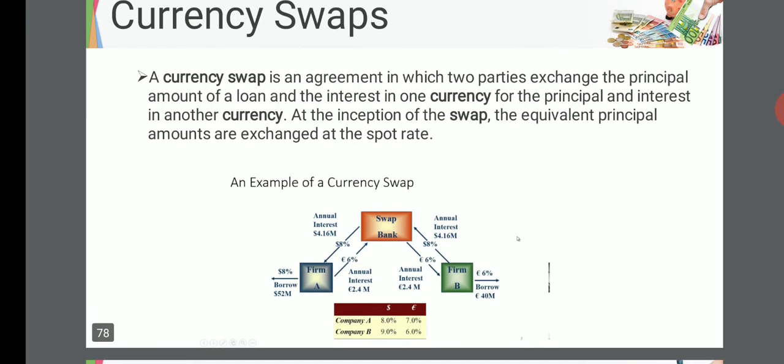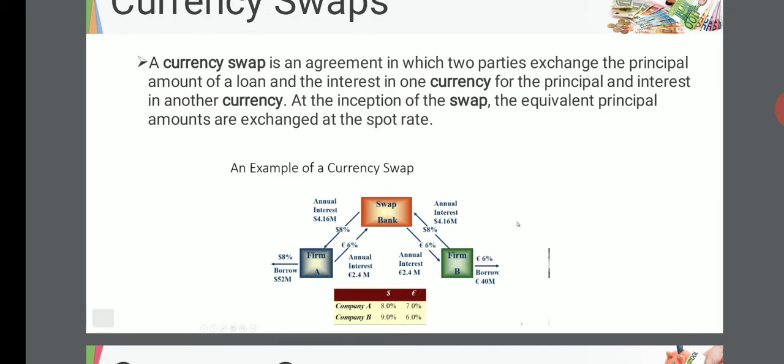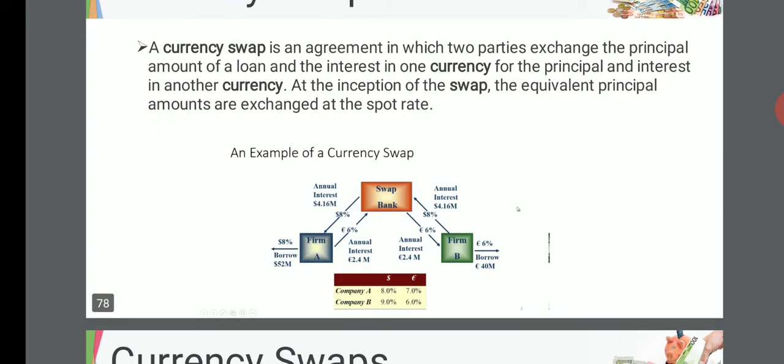A currency swap is an agreement in which two parties exchange the principal amount of a loan and interest in one currency for the principal and interest in another currency. At the inception of the swap, the equivalent principal amounts are exchanged at the spot rate. So if you look into this example, what happens in a swap? Firm A and firm B both agree to exchange their debt obligations in different currencies.